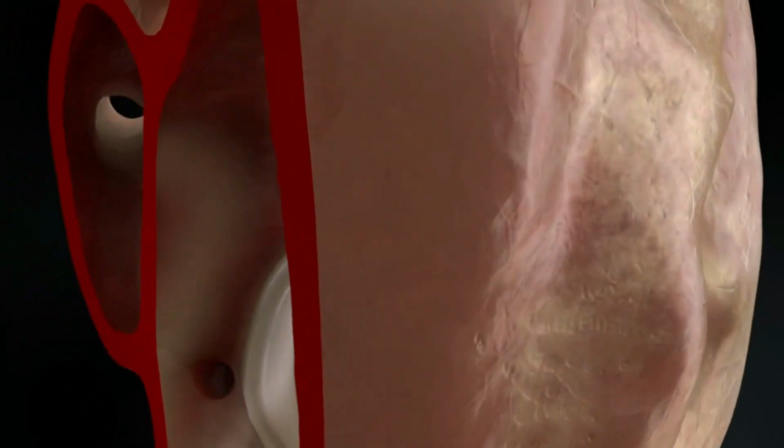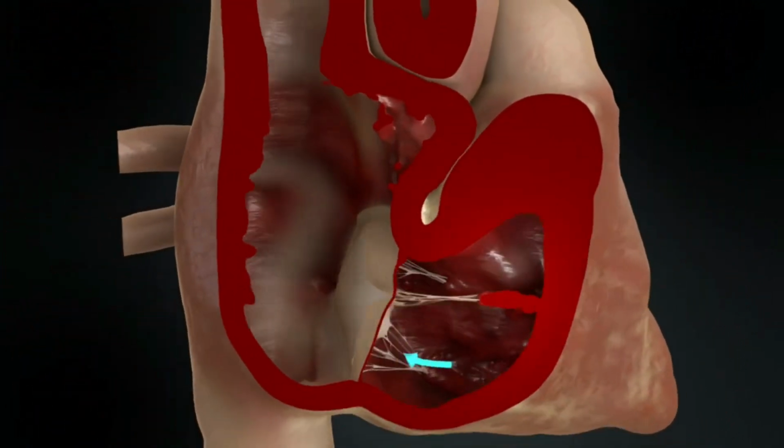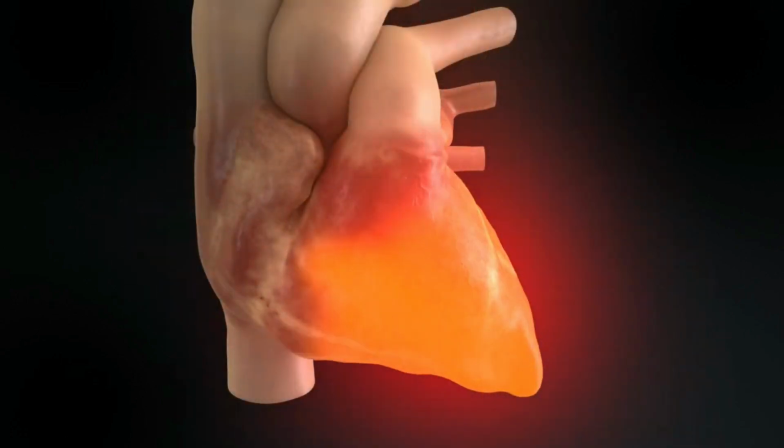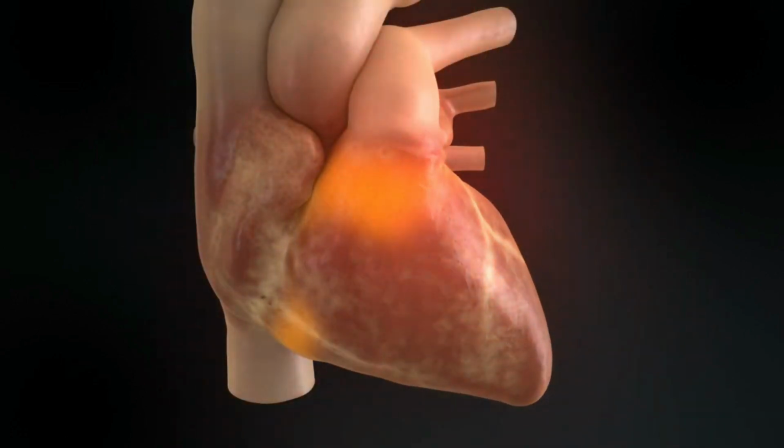Our heart is an exciting organ. In this animation, we show the picturesque complexity and mechanical simplicity of the human heart.